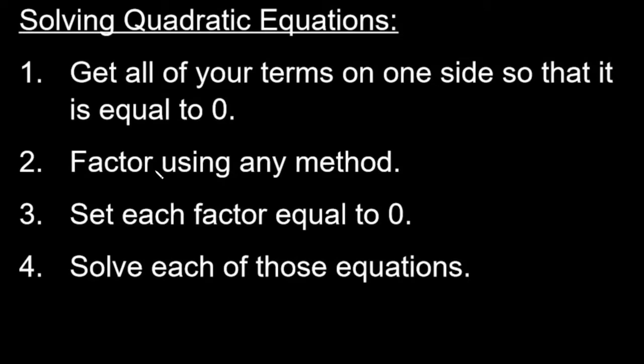Now, these steps are like a cookie cutter set of steps that'll tell you how to do every type of solving polynomials. It's always like this. Get all your terms on one side so it's equal to 0. Factor using any method you'd like. Now that's the part that's so variable. And set each factor equal to 0 and solve each of those equations. That's the gist of it. So go ahead and write all of this down. Get all your terms on one side so it's equal to 0. Factor using any method. Then set each factor equal to 0 and solve each of those equations. Or just write solve for that one.